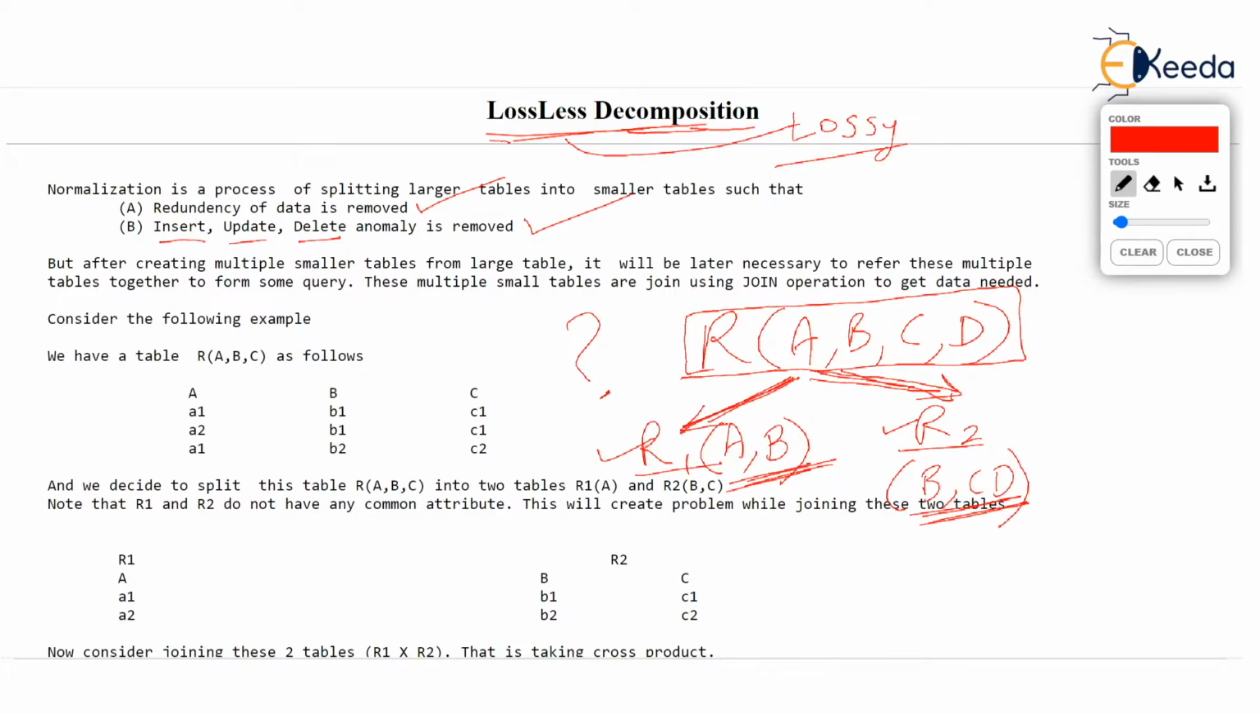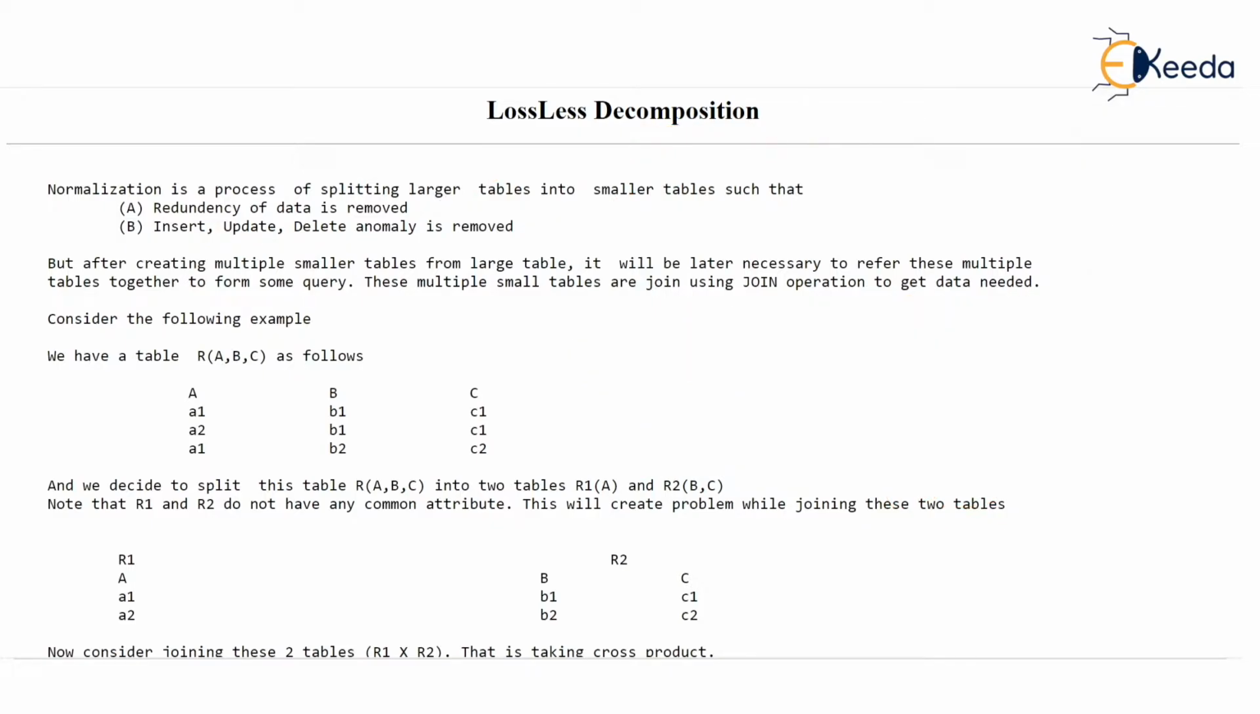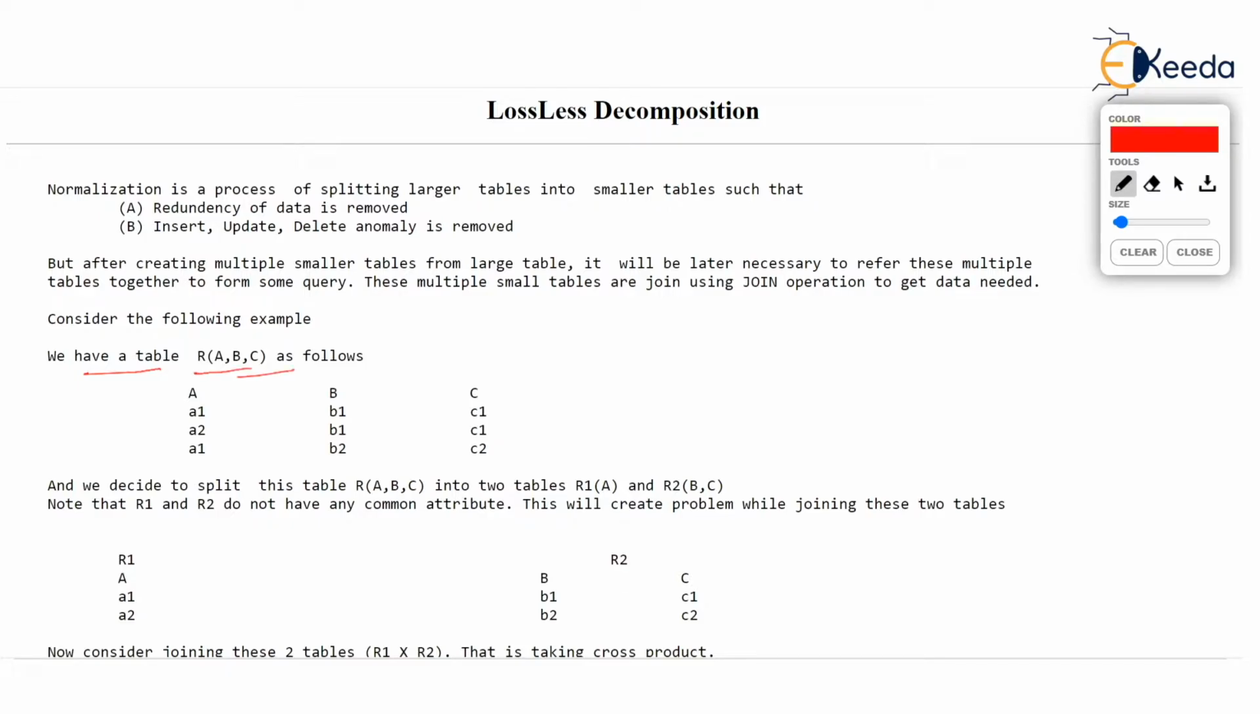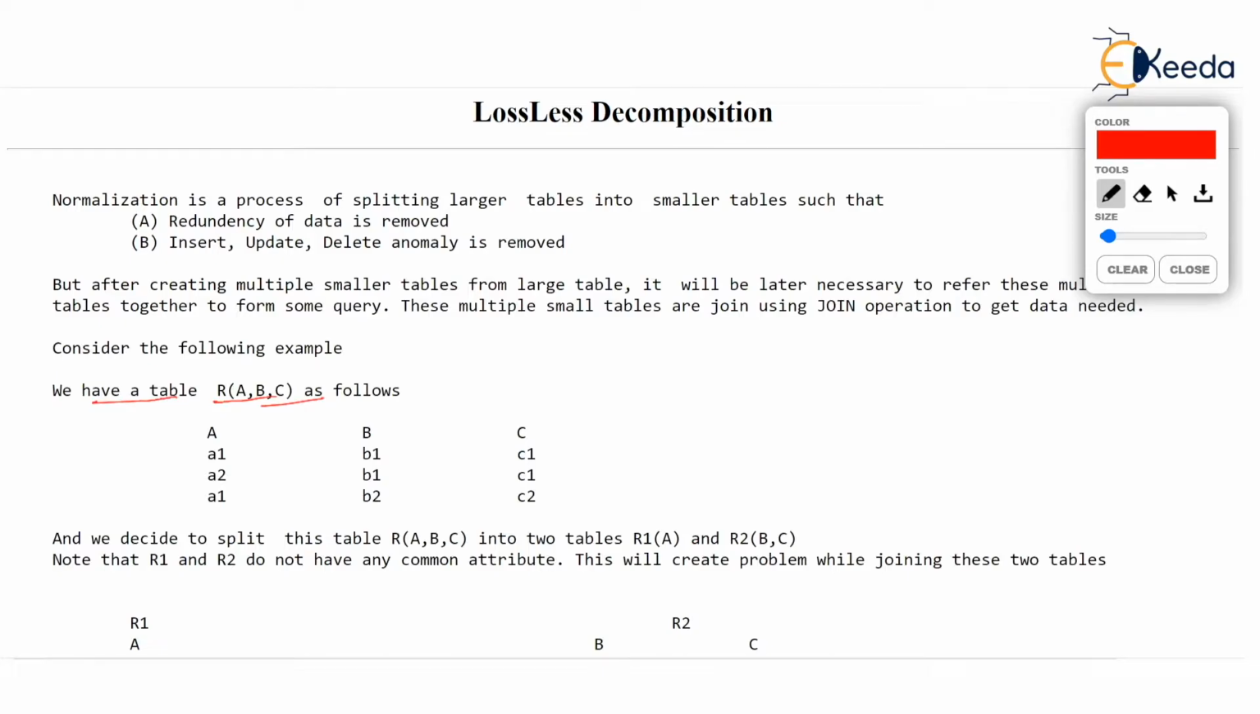Just consider an example here. The example shows a table R which contains three attributes A, B, C, and we decide that we are going to split this table. Let's imagine that these are the current rows in this table R. We have a row A1, B1, C1, and similarly A2, B1, C1, and A1, B2, C2. These are the three rows in this particular table.